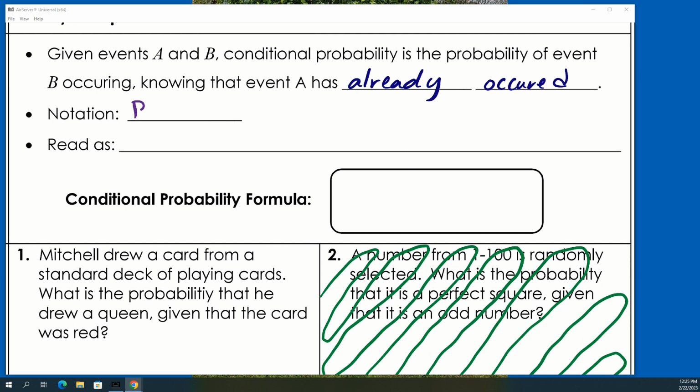So the notation for conditional probability, we're still going to have that P that just stands for probability. And then we'll have B, and then you have this straight bar. When you see that straight bar, that's conditional probability. And then A. How you read that is the probability of B given A. So we know A has already occurred. Now you want to find the probability that B is going to occur.